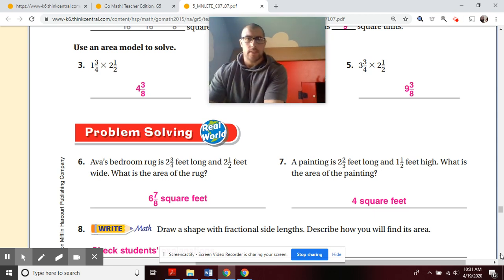So, as you can see, you do not have to draw models to find the answer to a mixed number multiplied by another mixed number. All you need to do is change them to improper fractions and multiply straight across.